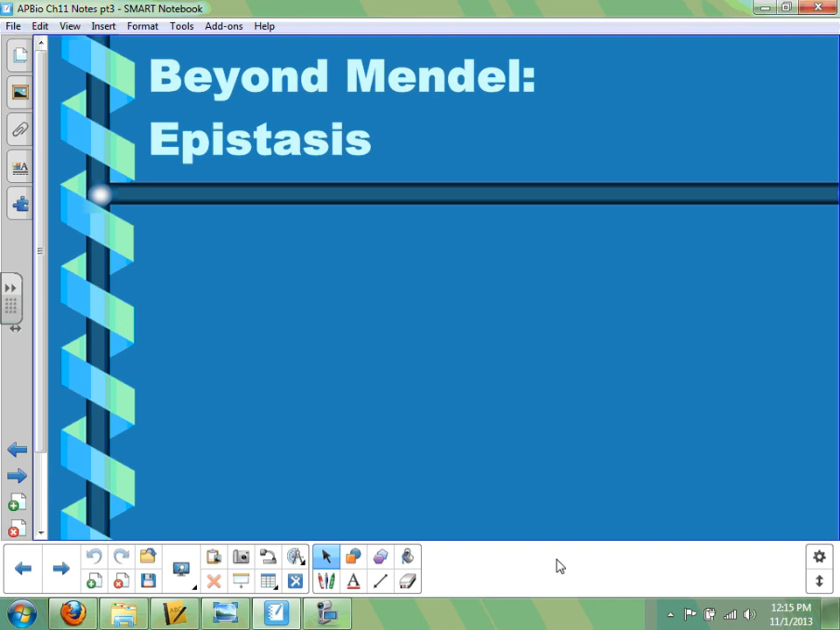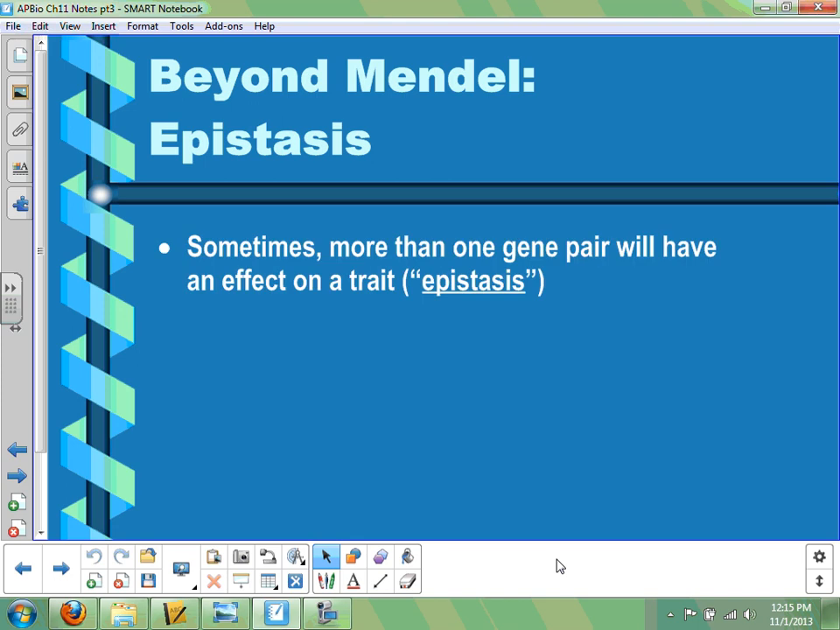Okay, some other stuff that Mendel didn't discover, and again, probably because his details on his experiments stopped after just the basics of inheritance. He did not understand the fact that sometimes you need more than one gene pair to really determine what your trait is. We see this especially in fairly complex organisms. We call these traits epistatic traits, or we say the condition of having more than one gene pair to determine a trait being epistasis.